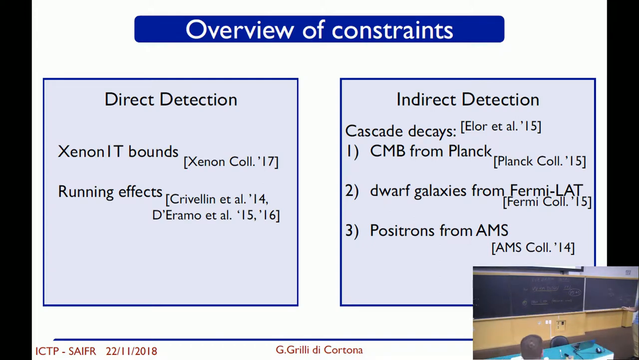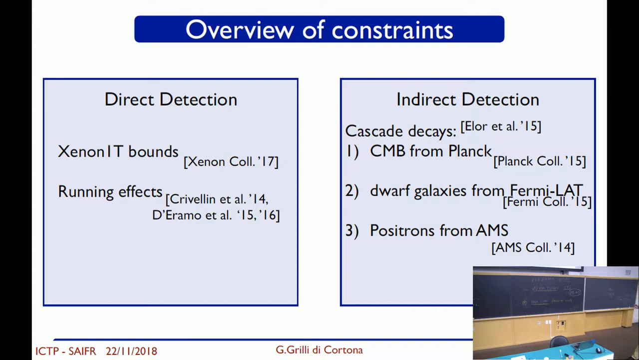One has also to take into account the running effects that were explained by Francesco before. Instead, more interesting may be indirect detection, because the main constraints from indirect detection come from these cascade decays. You have the two stable pions that annihilate, give rise to two unstable ones, and the two unstable ones then decay into standard model particles, that means gamma rays or light fermions.